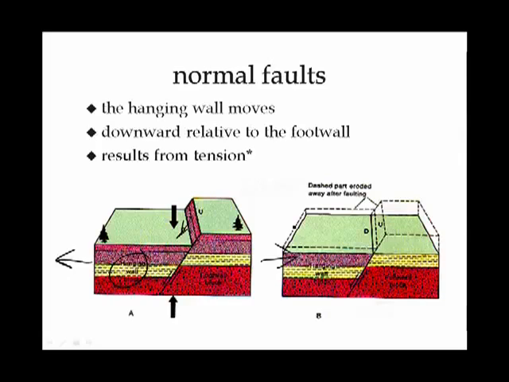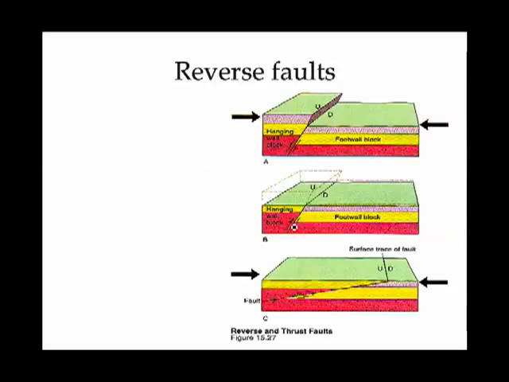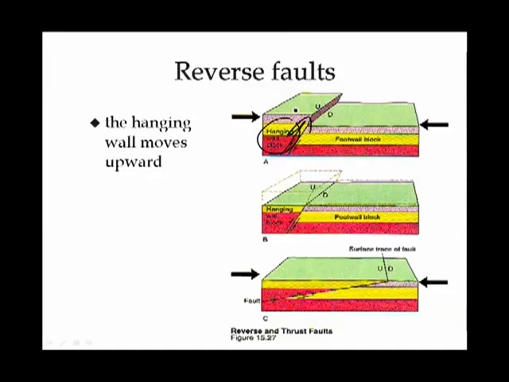The opposite of a normal dip-slip fault is a reverse fault, which results from compression. In a reverse fault, the hanging wall has moved upward relative to the footwall. It is the upthrust as opposed to the downdropped.